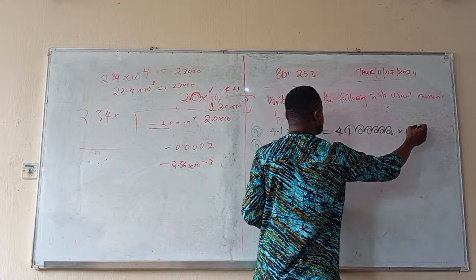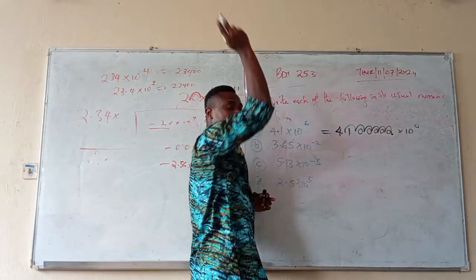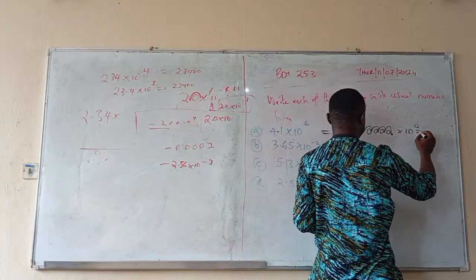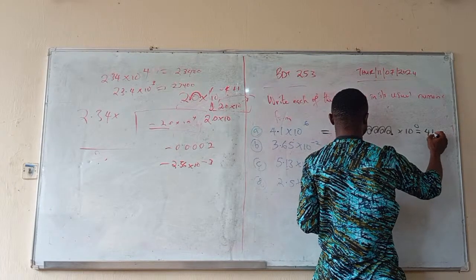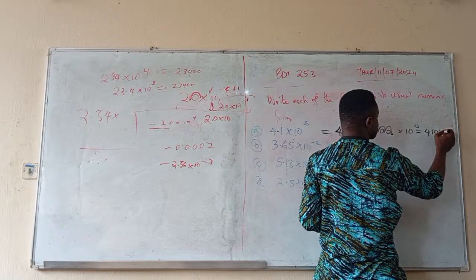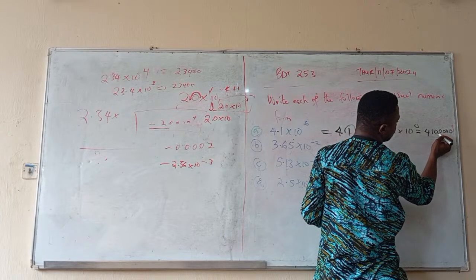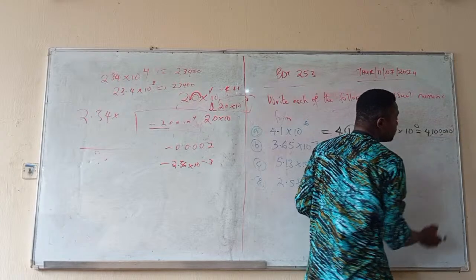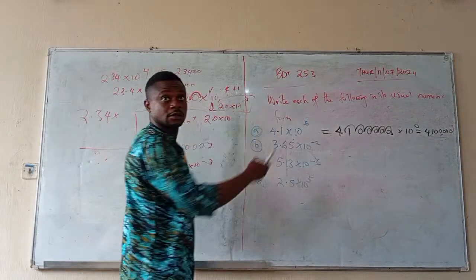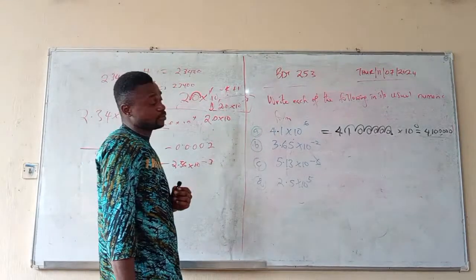Times 10 to power what? 0. This 10 to the power 0 is 1. So everything would become what? 4, 1, 0, 0, 0, 0, 0, 0. Which is 4.1 million. True of us? Yes, sir. What's next we go? Look at it now.